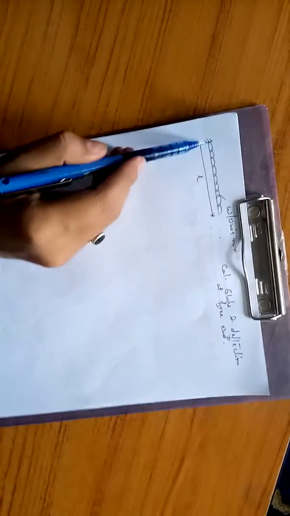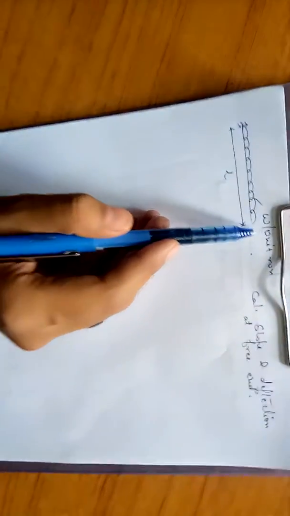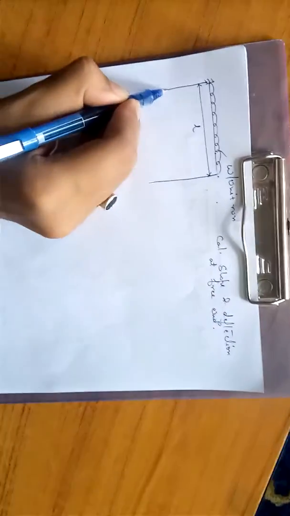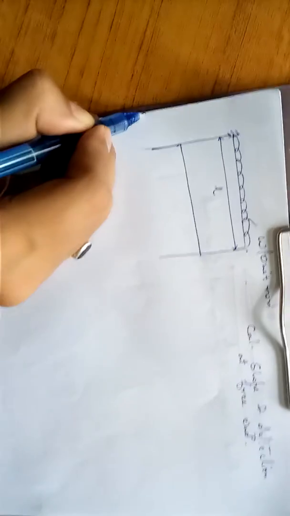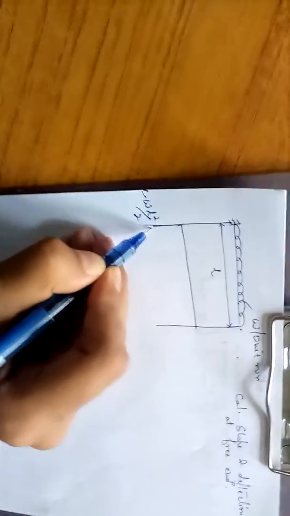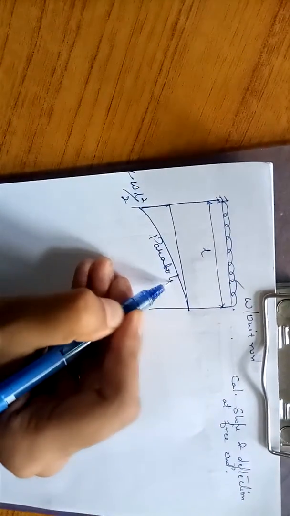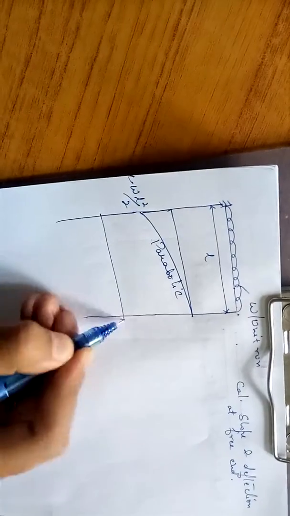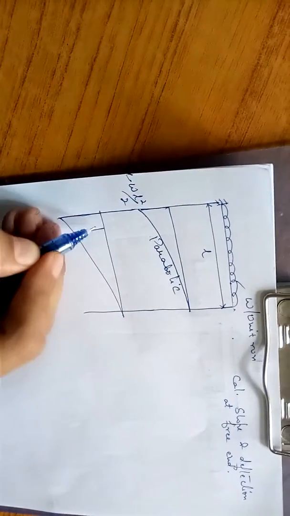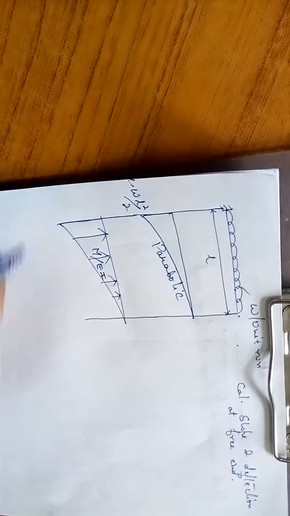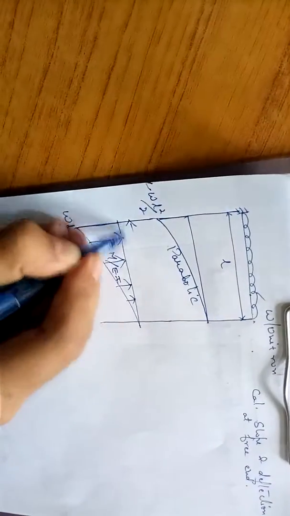Now we will move on to our second case: a cantilever beam has a UDL of W per unit run running over the whole length L. Calculate slope and deflection at its free end. First of all we will draw the M diagram, which has maximum value WL square upon 2 and an inverted parabolic shape. Now we will draw the M by EI diagram, or conjugate beam diagram, and this whole length is L.